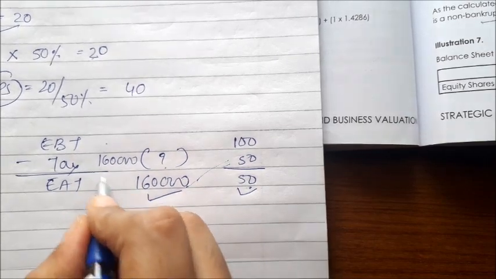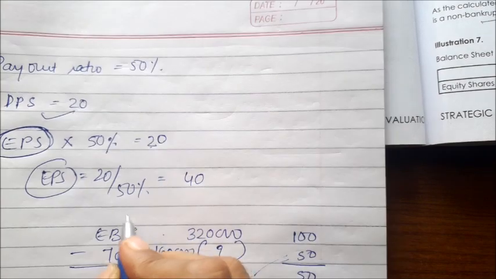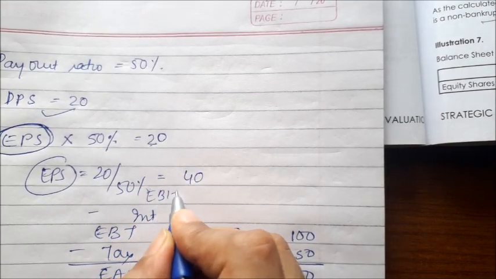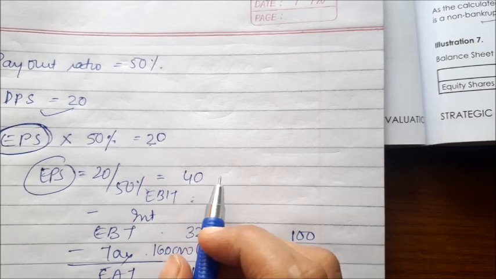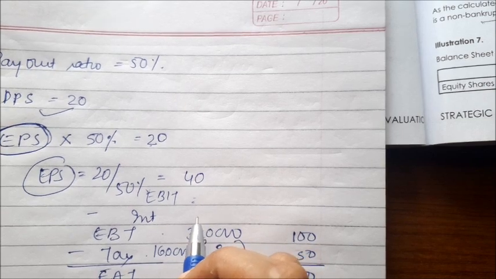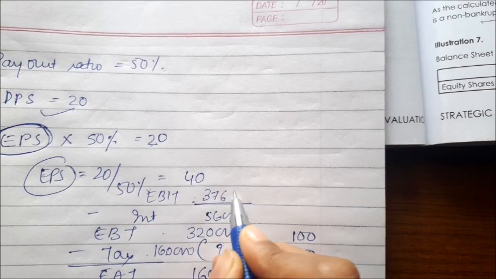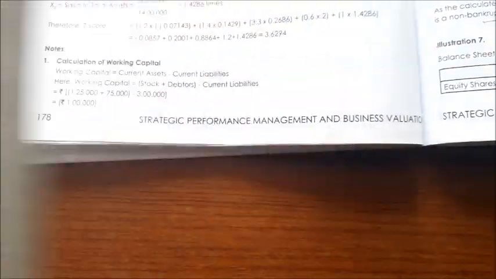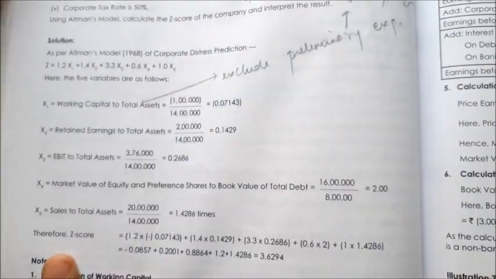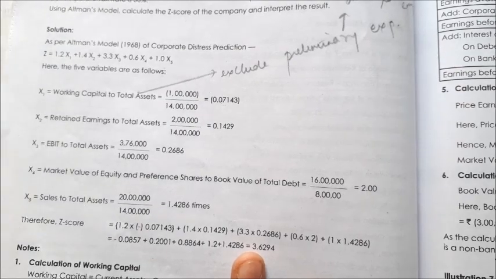Now reverse calculation. We add both, and we get 3,20,000. Now if we add the interest value, we get EBIT. Interest is on 12% debentures, 3 lakh into 12% is 36,000, and 2 lakh into 10% is 20,000. Adding this, we get EBIT as 3,76,000. This is how it's been solved. Now the sales value is already given. What else we require is the market value of equity and preference shares.